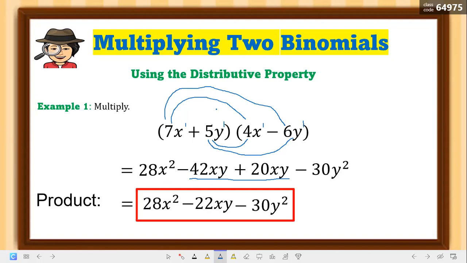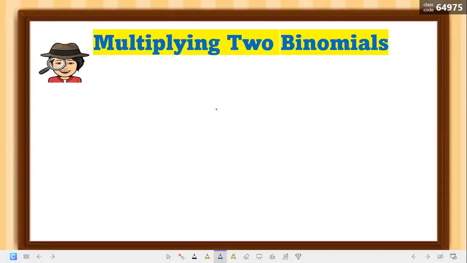Okay, any clarification? Questions first? Wala na po. Okay, let's have another example. But this time, I hope na master natin yung distributive property kasi nga sa multiplication either gagamit ka ng distributive or gagamit ka ng ibang technique. Like for example, this one, FOIL method.